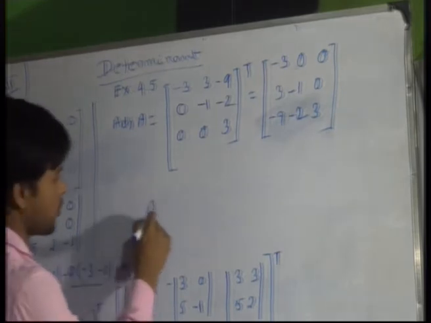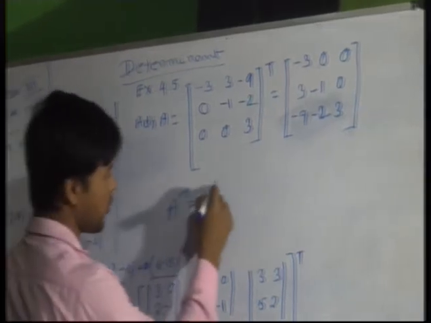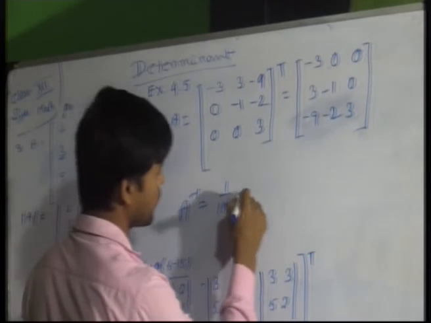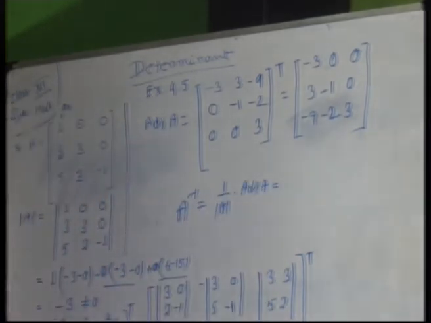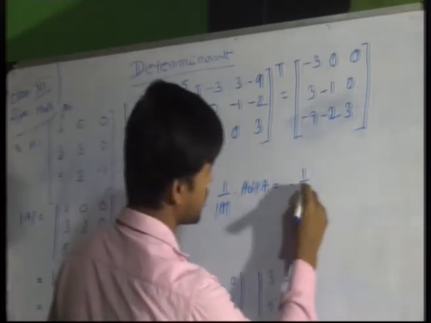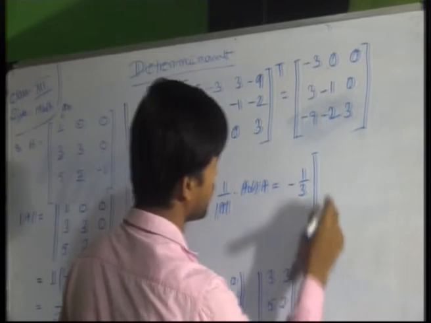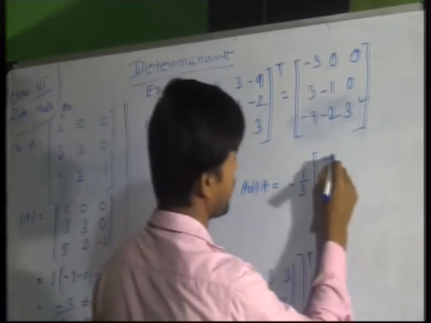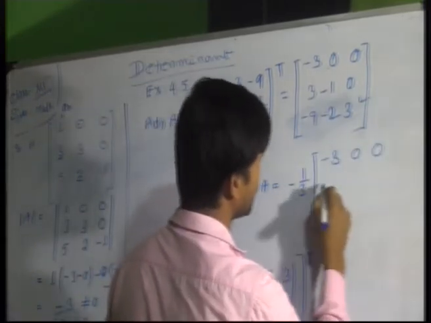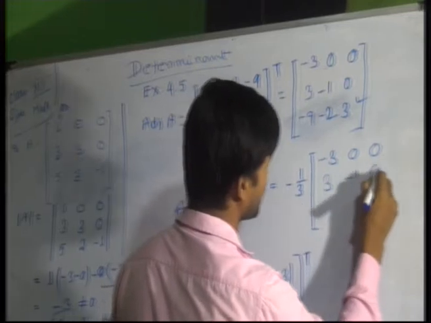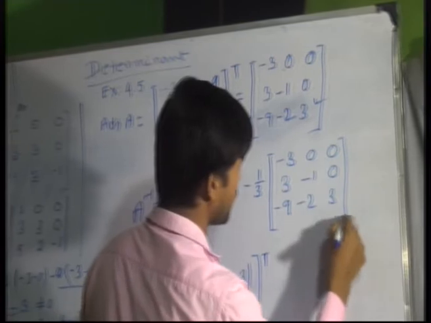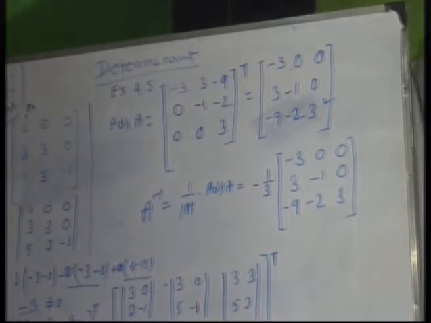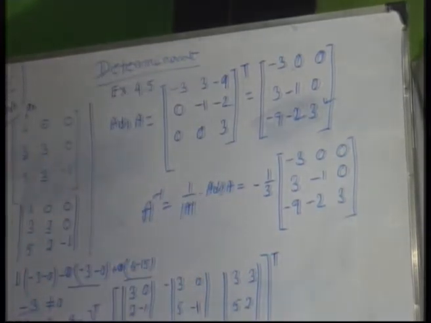Now apply the formula. A inverse equal to, we know that 1/dt into adjoint of A. What is the value of dt? The value of dt is equal to −3. So −1/3 into this matrix, −3 0 0, 3 −1 0, −9 −2 and 3. So this is the inverse of the given matrix.